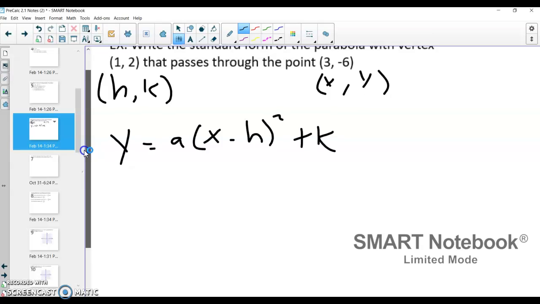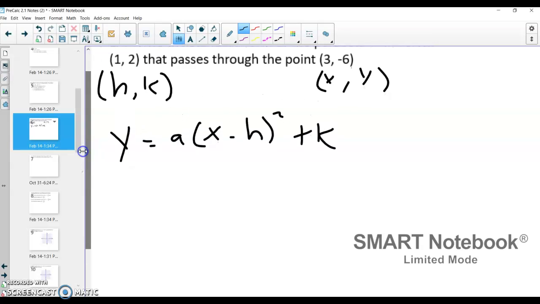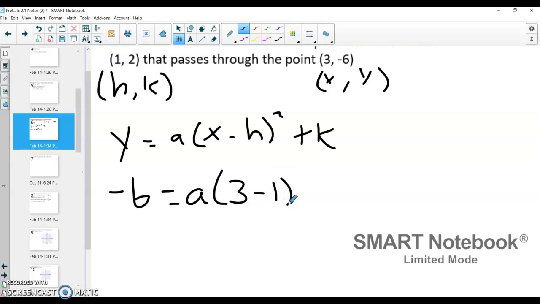And then we just need to plug things in. And so for y, I'm going to plug in -6. A, we don't know. X, I'm going to plug in a +3. Minus h, it's -1. Plus k, that's +2 on the outside.